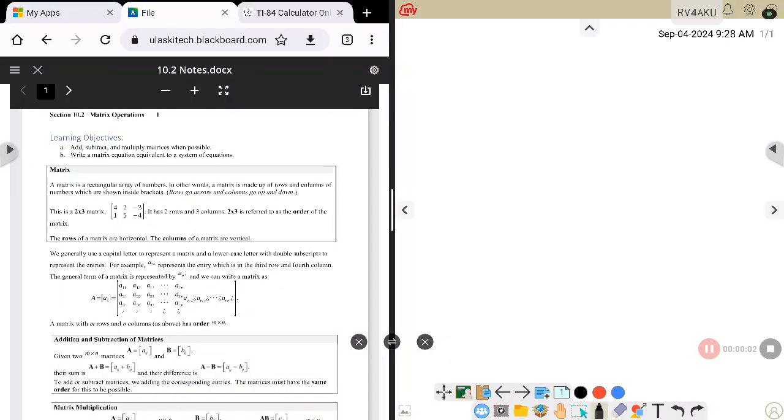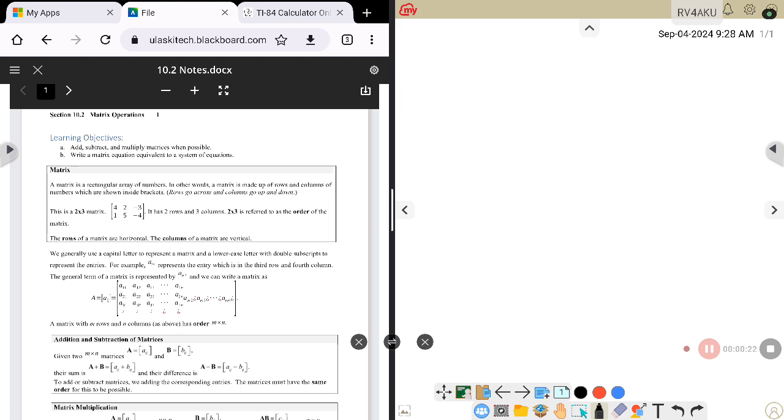Okay, in this video, we are going to be using more application problems with our matrix work. We're going to be able to add and subtract and multiply matrices when possible, and write a matrix equation equivalent to a system of equations.